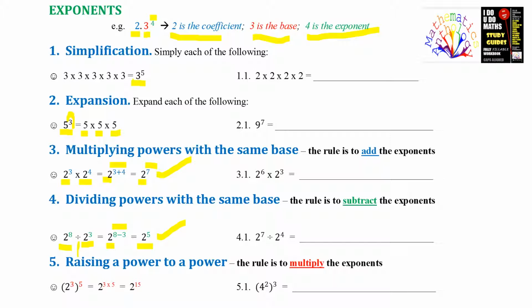The next one, you can be asked to raise a power to a power. Now when you are raising a power to a power, the rule is to multiply the exponents. Now raising a power to a power looks like this. You have a power which is 2 to the power 3, and it's being raised to another power, in this case 5. So the rule is to multiply the exponents. Our base will remain the same as 2 in this case, and we need to multiply 3 times 5. So our answer will be 2 to the power of 3.